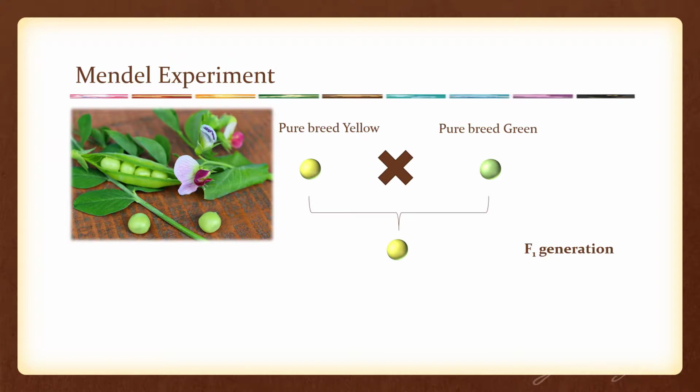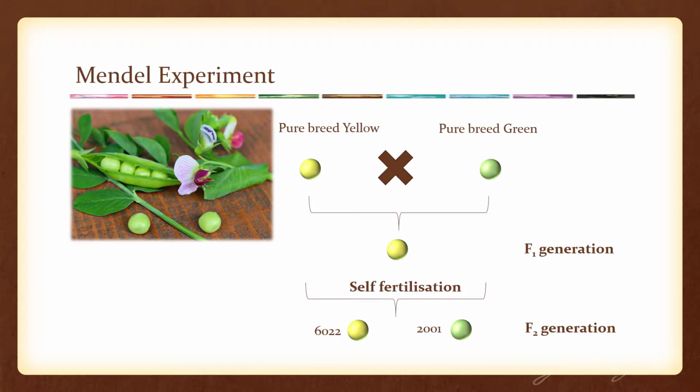But what is more interesting is, for the second experiment, he self-fertilized all the F1 generation and observed the color of the seed that was produced. It turns out that in the F2 generation, the green color pea actually came back. 6022 plants of the F2 generation produced yellow peas, while 2001 of the F2 generation plants produced green peas.